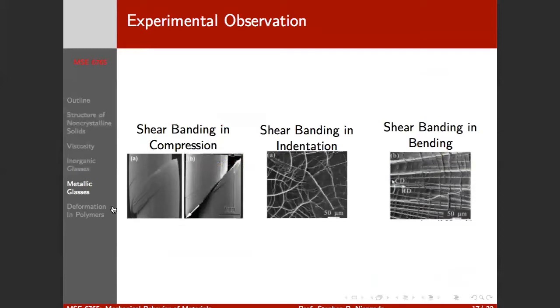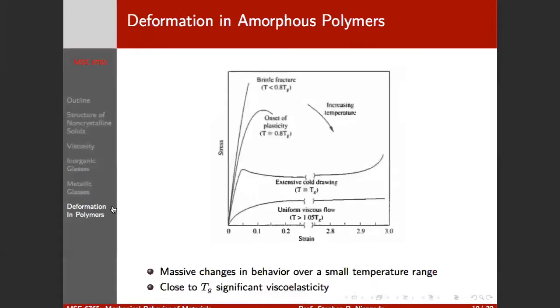They're curved. The shear bands follow the directions of maximum stress, right? And so when you have a non-uniform stress state, the shear bands don't necessarily have to be perfectly planar. And here we see shear bands in bending. Okay, so that covers it basically for amorphous glasses and metallic glasses.